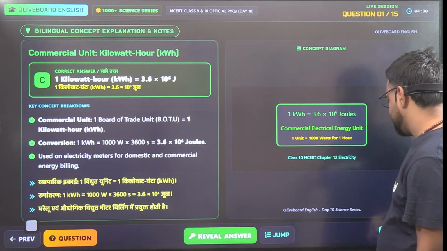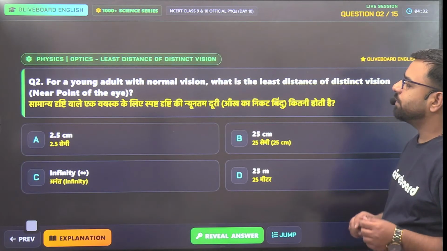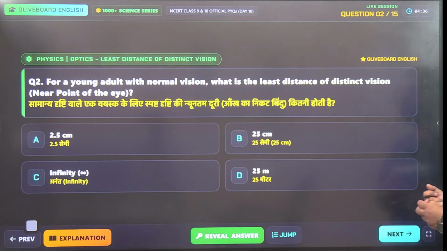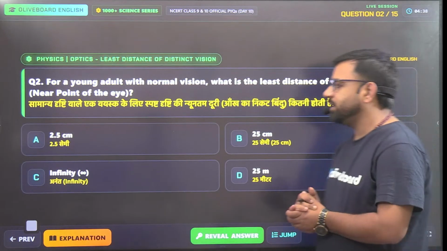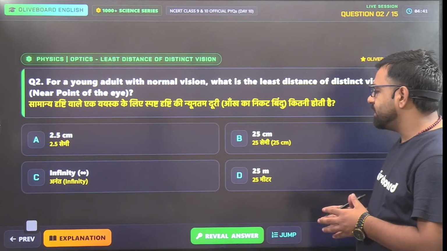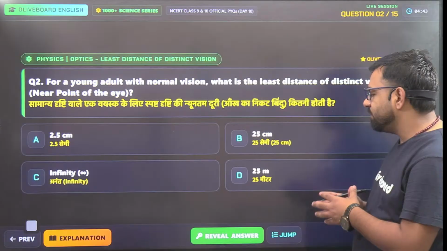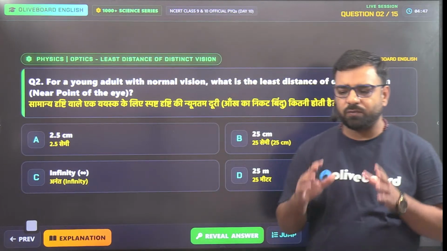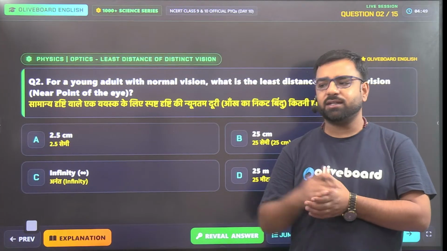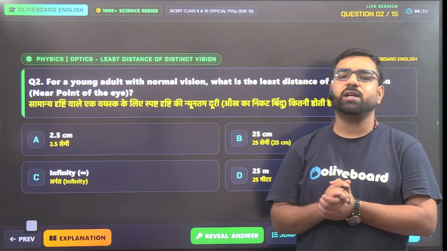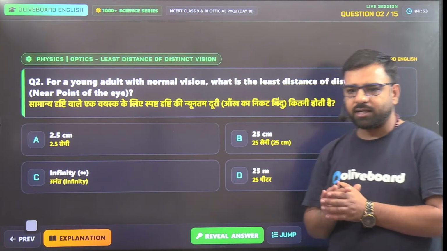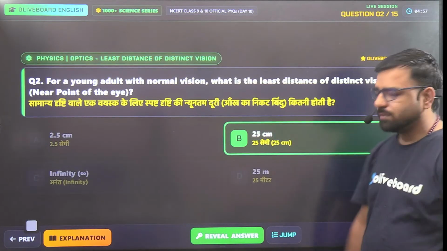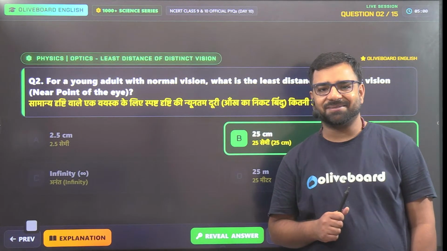What's the next question? The next question is, for a young adult with normal vision, what is the least distance of distinct vision, the near point of the eye? Will it be 2.5 centimeter, 25 centimeter, infinity, or 25 meter? So guys, the minimum distance where without giving any strain to the eye, you can read anything properly, it's 25 centimeter. So do not get confused. What will be the answer in this case? 25 centimeter, that is option number B is going to be the correct answer, right?